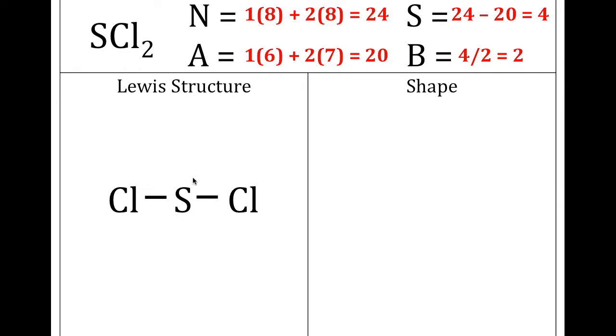So the sulfur has two pairs, which means it has 4, it needs 2 more. So there are going to be 2 lone pairs on sulfur, and then we fill out the chlorines to make sure they have 8 as well.